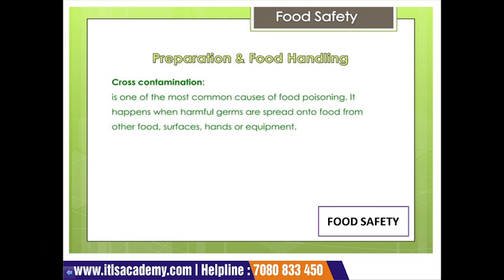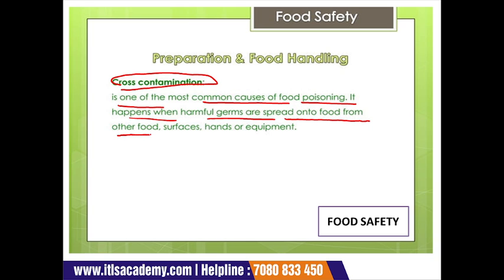Now, preparation and food handling. We have to avoid cross contamination. Cross contamination means that the contamination of the food takes place from another source, like from your clothes, from your hands, from your surfaces, from your equipment. Food contamination is one of the most common causes of food poisoning. It happens when harmful germs are transferred into food from other food, surfaces, hands and equipment.